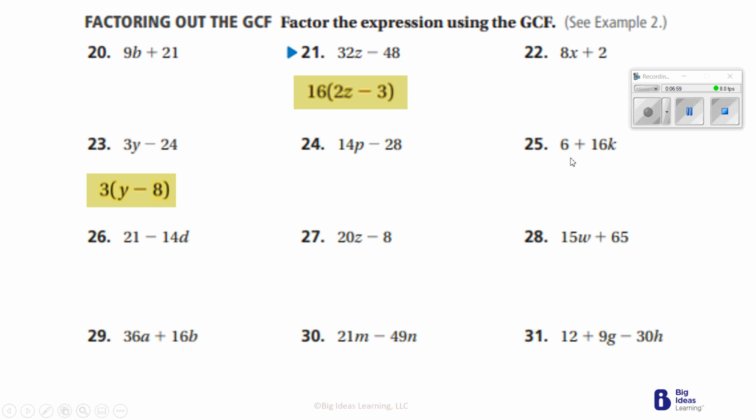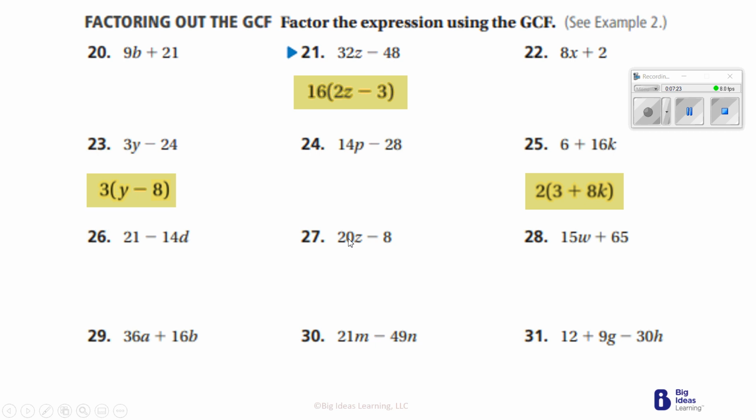Number 25, I see that 6 plus 16k, well, 6 doesn't go into both of these. Neither does 3. I'm going to say 2 goes into both of these. So this should be 2 times 3 plus 8k. 2 times 3 is 6. 2 times 8k is 16k.